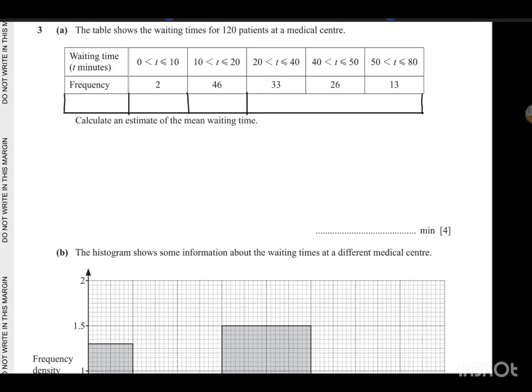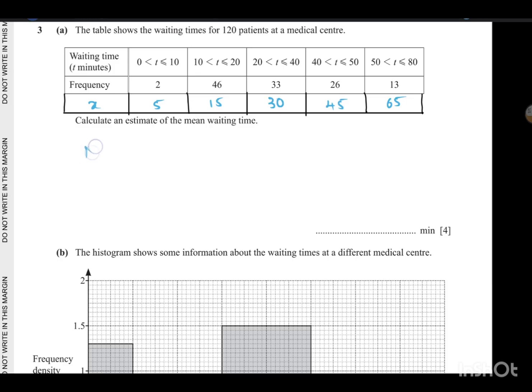That is x. 0 plus 10 is 10, 10 by 2 is 5. 10 plus 20 is 30, 30 by 2 is 15. 20 plus 40 is 60, 60 by 2 is 30. 40 plus 50 is 90, 90 by 2 is 45. And 50 plus 80 is 130, and 130 by 2 is 65. These are the mid values.